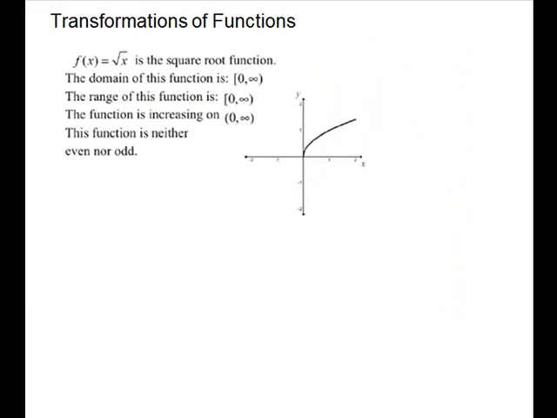Next, we have the square root function. Y equals the square root of x. So remember how it looks. Your domain is going to start at 0, 0 to infinity. Your range is going to be from 0, that's your lowest, on your y-axis, to infinity. As it goes out, it will go up. The function is increasing from 0 as it goes all the way out. And this one is neither even nor odd.